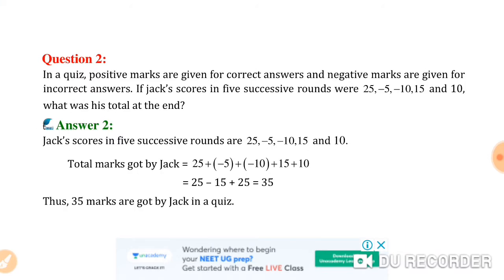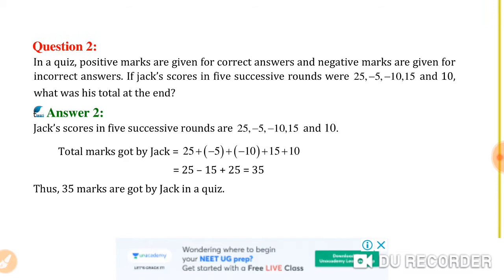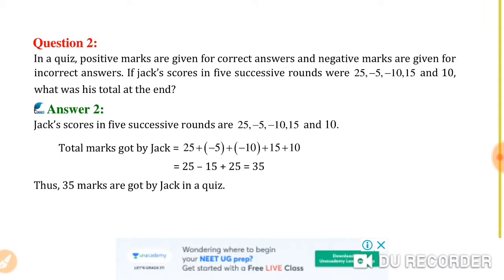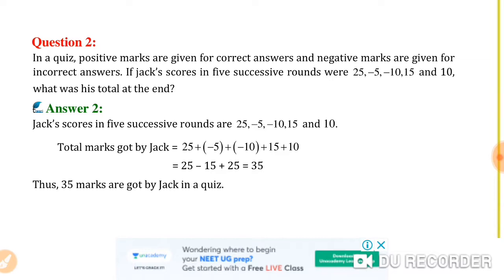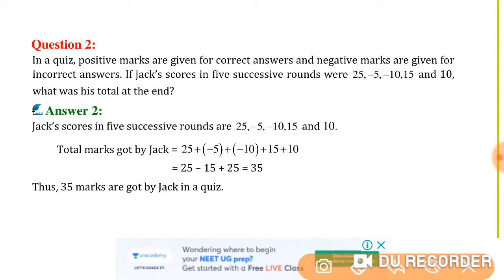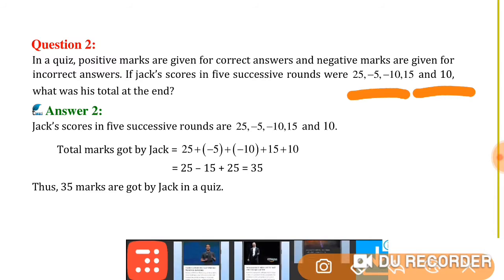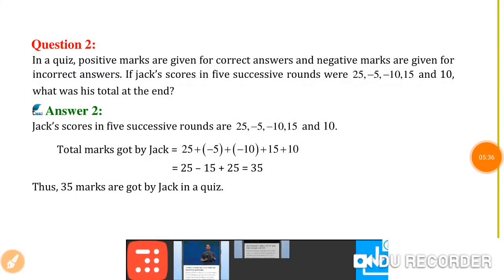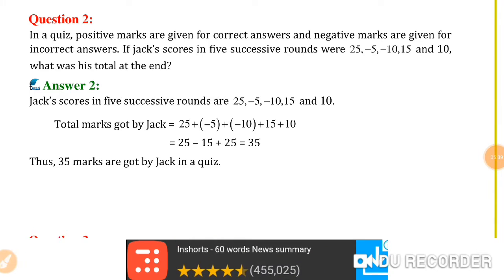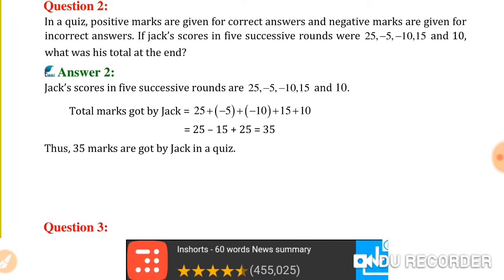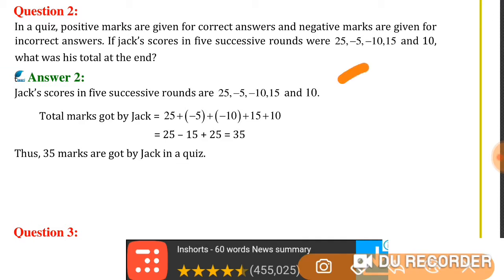In a quiz, positive marks are given for correct answers and negative marks are given for the incorrect answers. If Jack's scores in 5 successive rounds were 25, minus 5, minus 10, 15 and 10, what was his total at the end? Total means we have to add all the marks scores here. So Jack's scores in 5 successive rounds, 25, minus 5, minus 10, 15 and 10, already I have written. Total means adding, the sign of addition also we have written already.